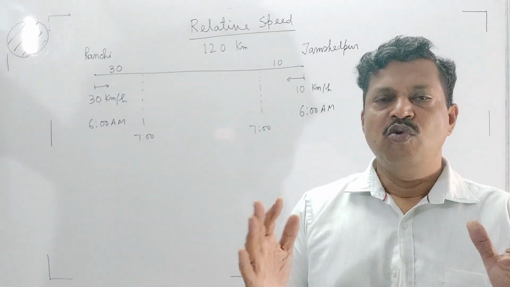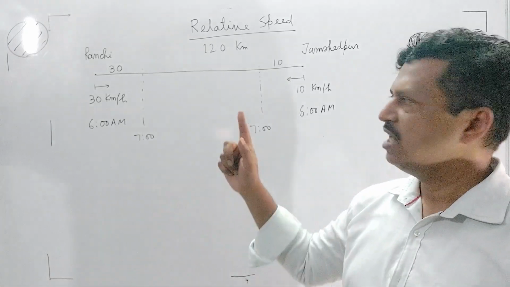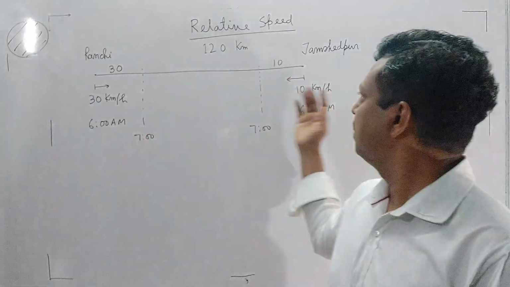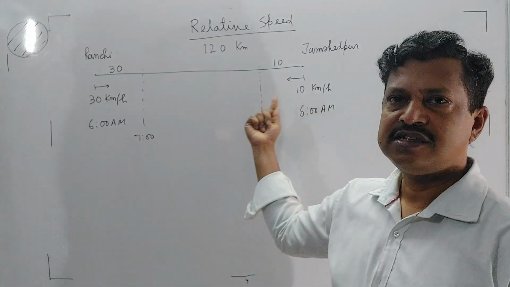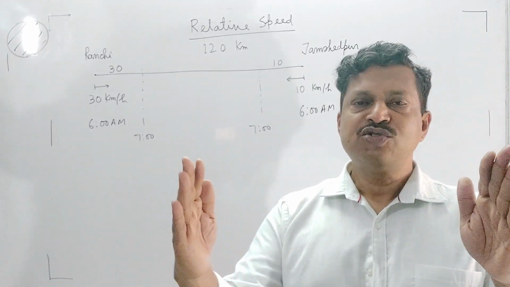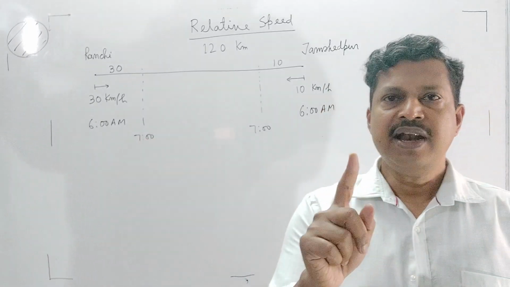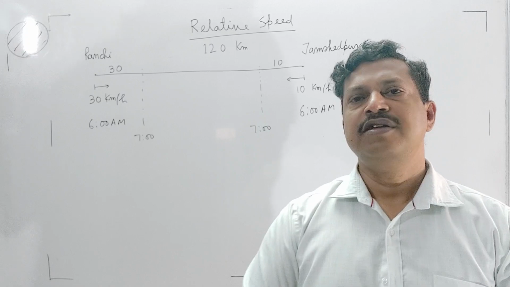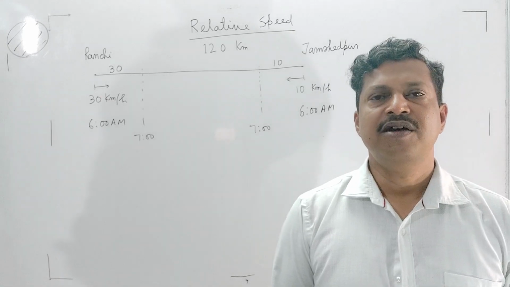So what is the gap reduction after 1 hour? Initially the gap is 120 km. Now the reduction of gap is 30 plus 10, 40 km. What is the gap now? 120 minus 30 minus 10, so 80 km. So other way around, can I say that these two cars are moving towards each other, and in 1 hour they have reduced a gap of 30 plus 10, 40 km. So they are approaching towards each other at the rate of 40 km per hour.